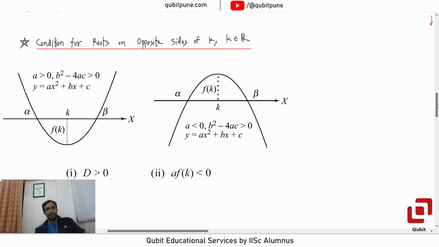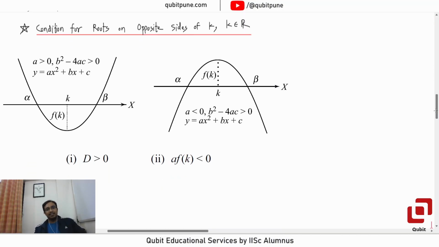Now, suppose we are given this condition that roots are real, but one of them is greater than k and the other one is less than k. Again, we will consider two situations. Situation number 1, a greater than 0. Situation number 2, a less than 0. A greater than 0 implies the graph is like this. A less than 0 implies the graph is like this. Is that clear? Yes, sir.